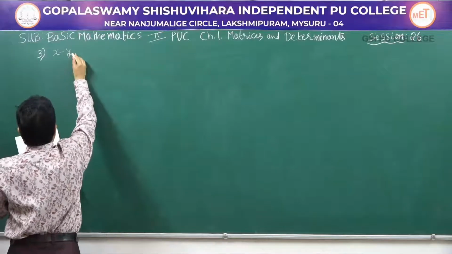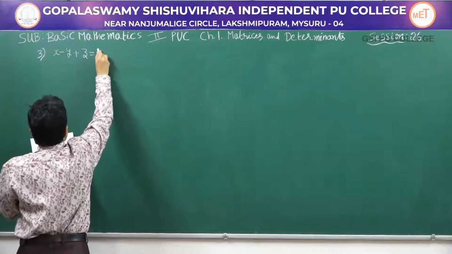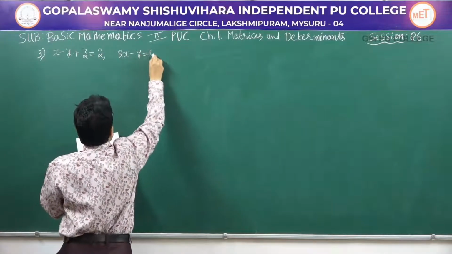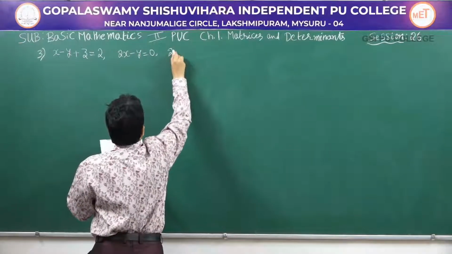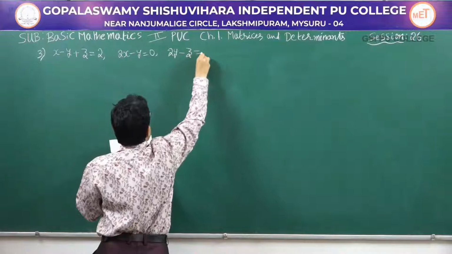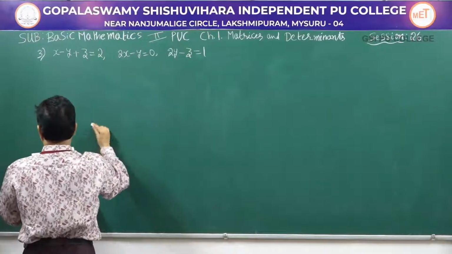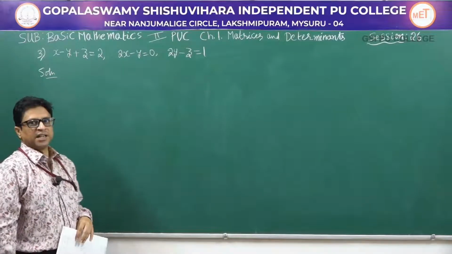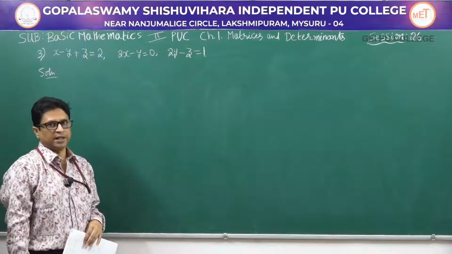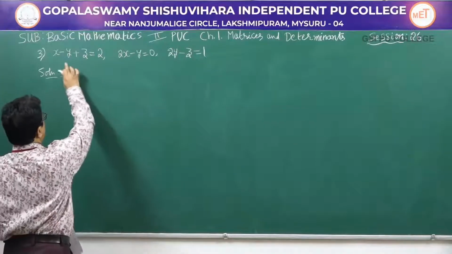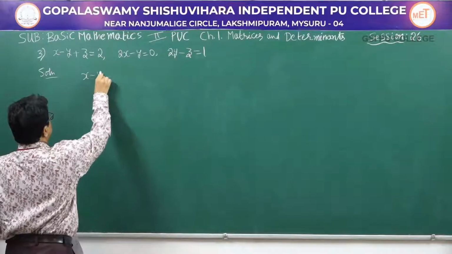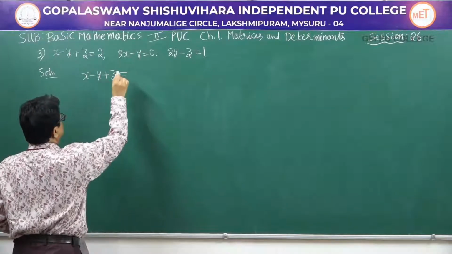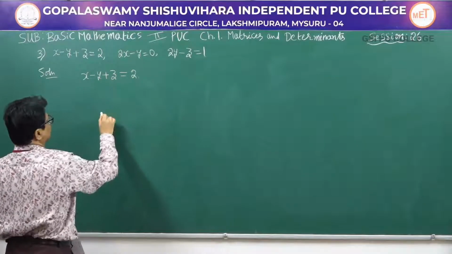x minus y plus z equals 2, 2x minus y equals 0, 2y minus z equals 1. We have to write the given equations in a proper order. First we have to write the x term, next the y term, next the z term, afterwards you put equals, and next you write the constant term.